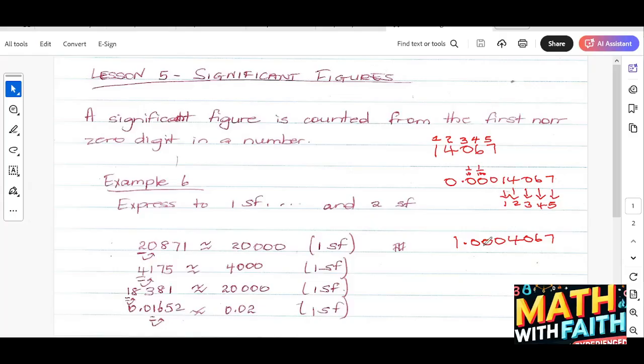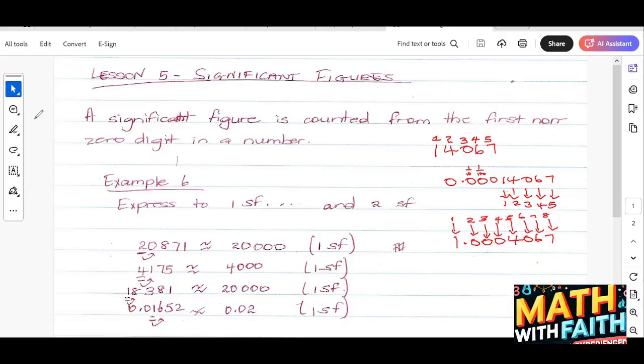So if we have a decimal number as well, 1.0004067, be careful now. This 1 is our first significant digit. The 0 is now significant. So it is now our second. The next 0 is our third. The next 0 is our fourth. 4 is the fifth significant digit. The next 0 is our sixth significant digit. The 6 is our seventh significant digit. And the 7 is our eighth significant. So there are 8 significant figures in this particular number.